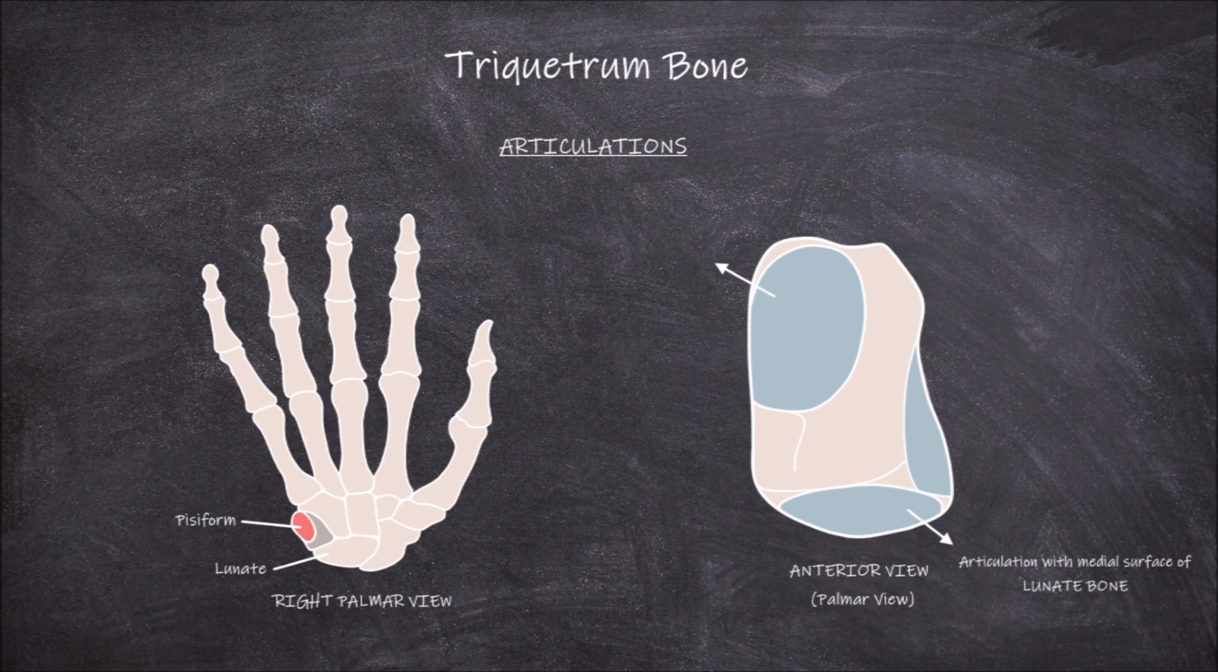The facet on the palmar surface of the triquetrum articulates with the facet on the dorsal surface of the pisiform bone. The third and final bone this bone articulates with is the hamate bone. The concave surface on the inferior surface of the triquetrum articulates with the facet on the medial surface of the hamate bone. And that concludes this video on the structure of the triquetrum bones.